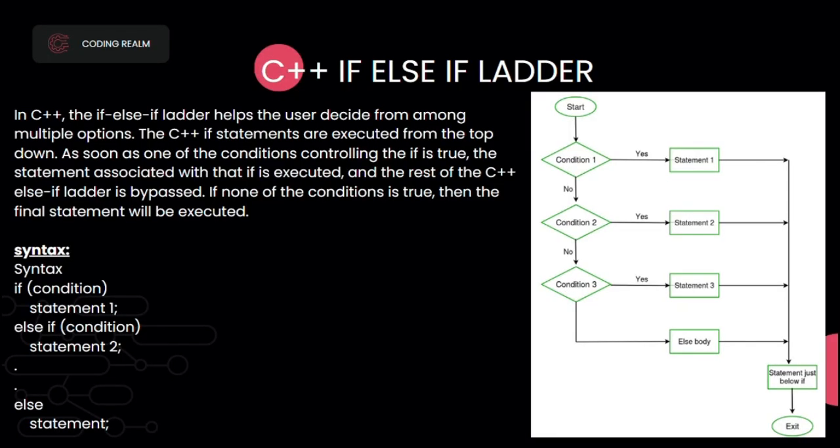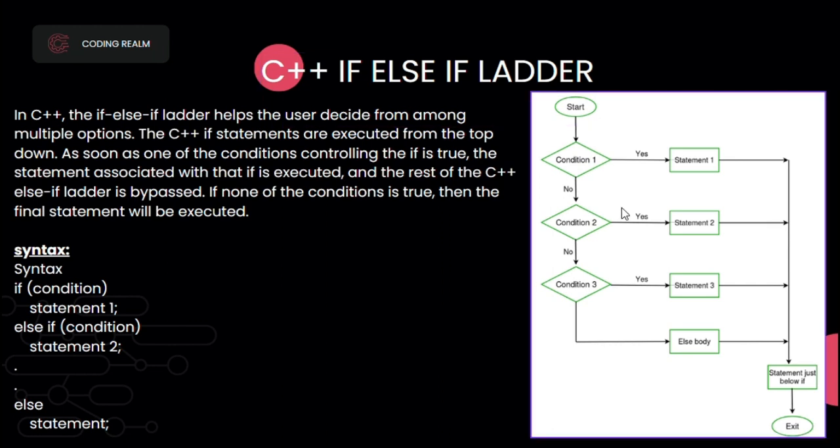Now the if-else-if statement. In C++, the if-else-if ladder helps the user decide from among multiple options. The C++ if statements are executed from the top down. As soon as one of the conditions controlling the if is true, the statement associated with that if is executed, and the rest of the C++ if-else-if ladder is bypassed. If none of the conditions is true, then the final statement will be executed.